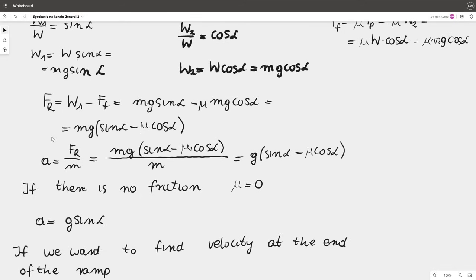Next, we put resultant force to Newton's second law of motion. It's here. We can get rid of mass from this equation, and we have last equation. If there is no friction, it means coefficient of friction equals 0, this is 0, so acceleration equals g times sine of alpha.